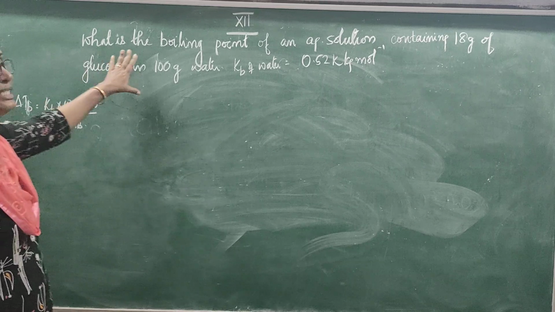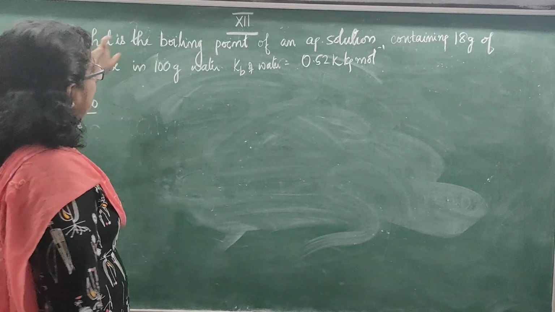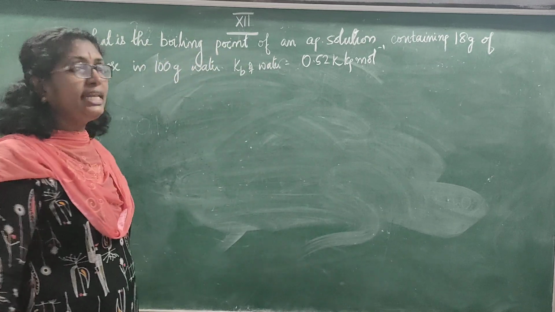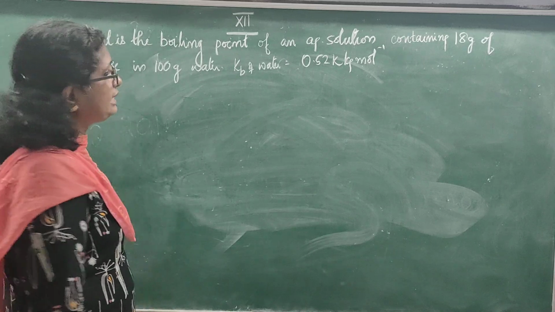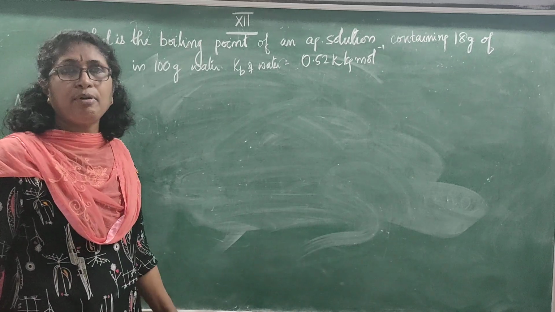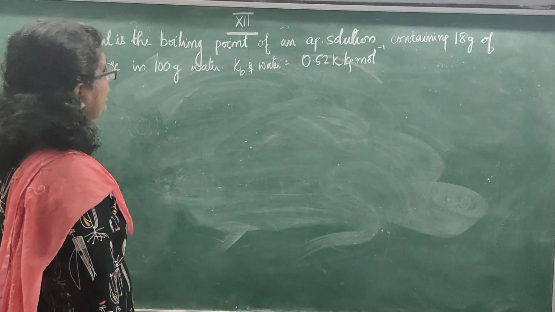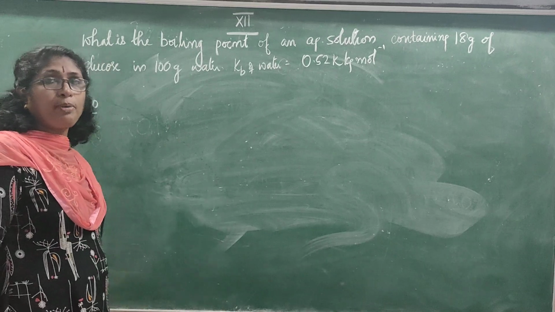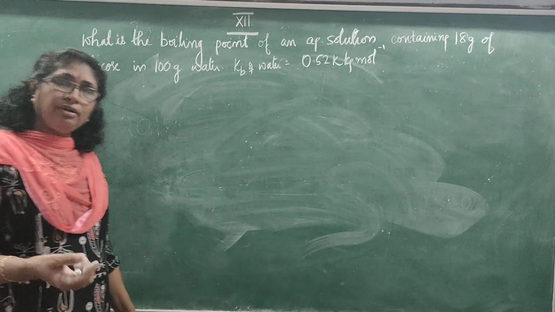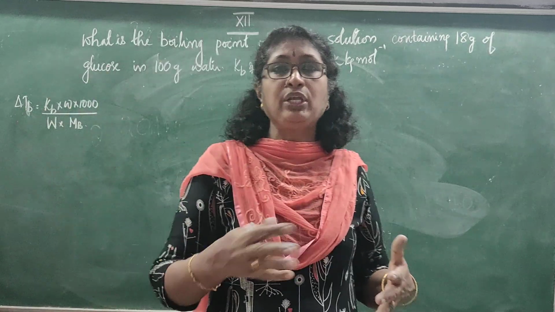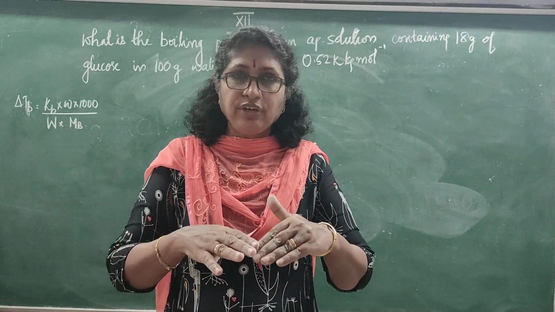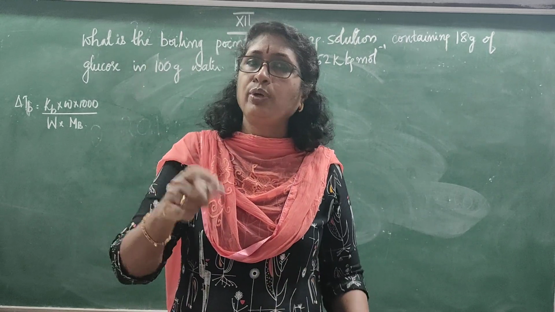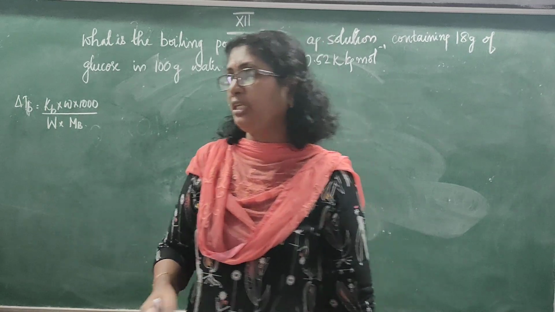Now here what I have written is a numerical based on that. What is the boiling point of an aqueous solution containing 18 gram of glucose in 100 gram of water? You will have to calculate the boiling point of the aqueous solution. How will you find it out? See, the boiling point will increase when you add a non-volatile solute. So if you know the boiling point of pure water and the elevation in boiling point, you can find out the boiling point of the solution, isn't it?